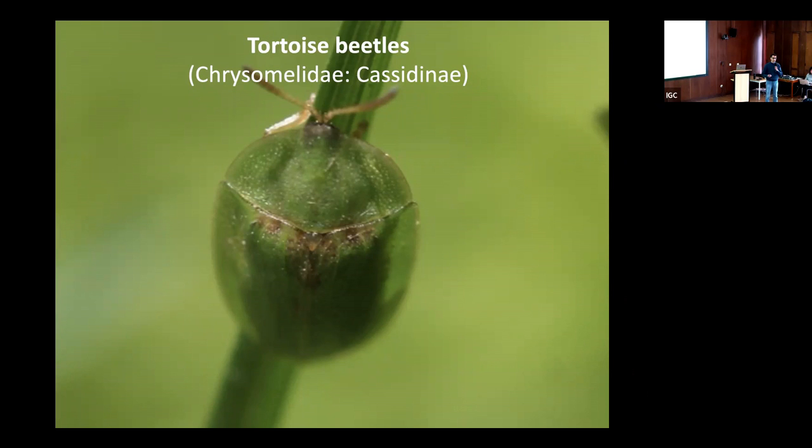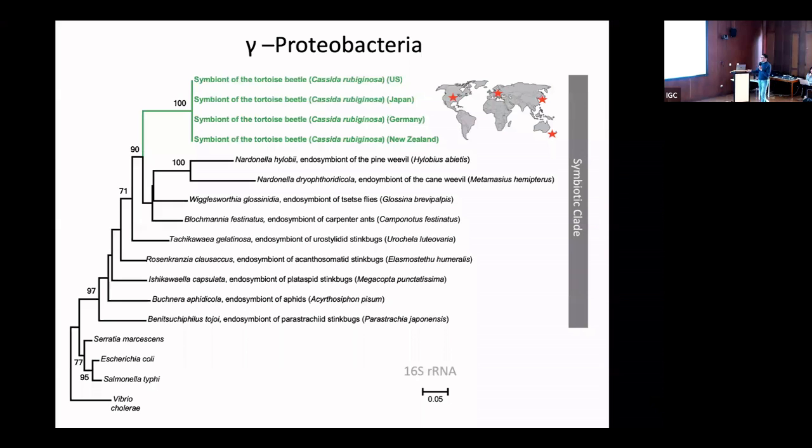This one particular beetle, Cassida rubiginosa, is a European beetle that has radiated in a cosmopolitan way, in the sense that you could find it in Japan, in New Zealand, and in the States. When you look at the microbial associates of Cassida rubiginosa, you find that up to 80% of its overall OTU or ASV count is just a single strain of gamma proteobacteria.